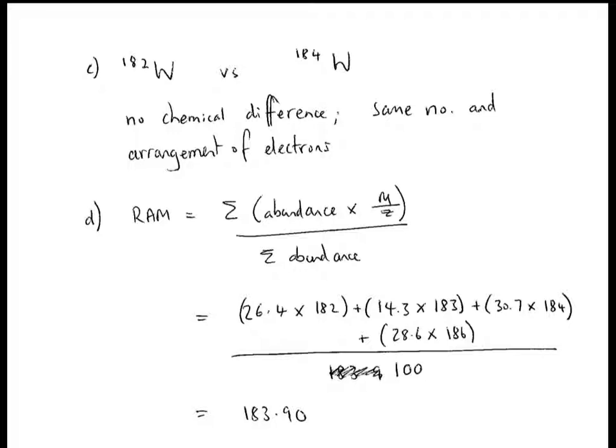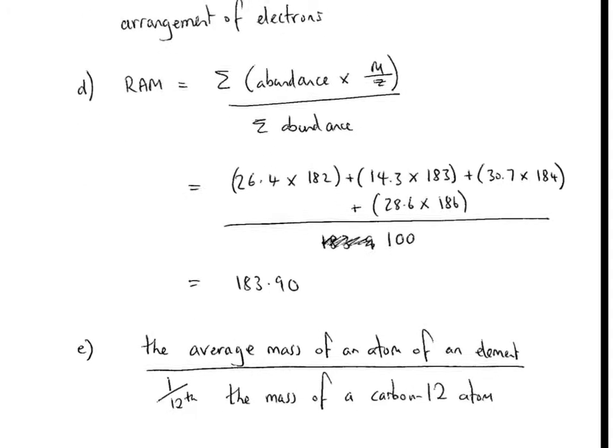Part C. State and explain the difference, if any, between the chemical properties of the isotopes 182W and 186W. Like all isotopes of the same element, there is no chemical difference because the isotopes have the same number of electrons and the same arrangement of electrons, and that is what's important with chemical reactivity.